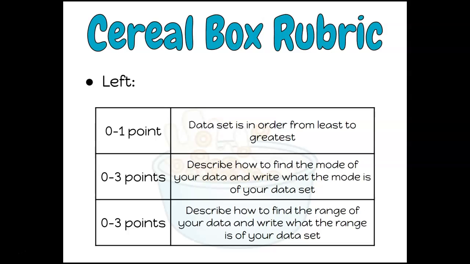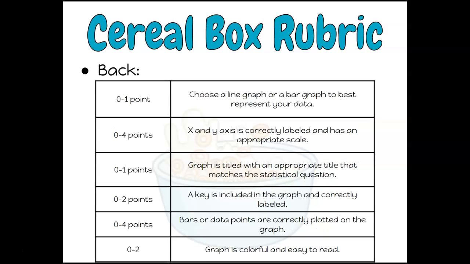The left side of your box, the data set is ordered from least to greatest. You describe how to find the mode of your data and write the mode of your data set. Describe how to find the range of your data set and write what the range is of your data set.